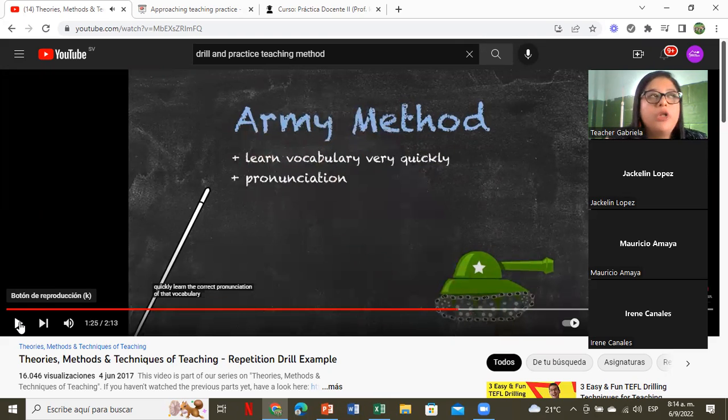Another detail, because I don't like to say errors, another detail that I was noticing, not in all of you, just Alessandra, Irene, and Mauricio, was the term pronunciation, all right? Do you remember the term correct mistakes?